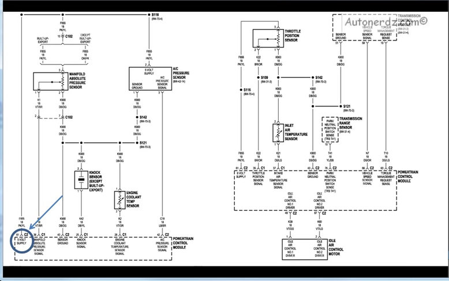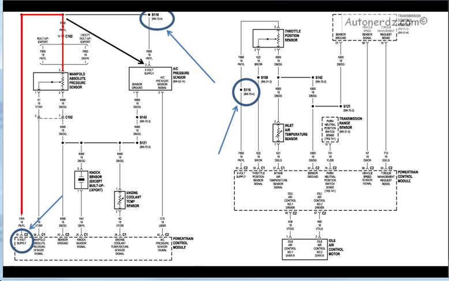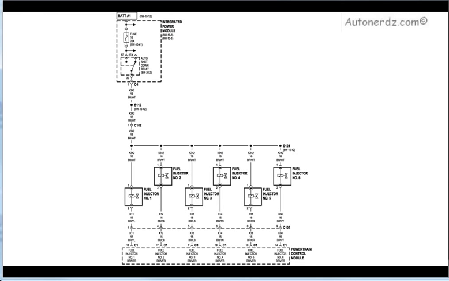Okay, so from the PCM, here's our 5 volt supply to our MAP sensor. Now through splice S116, we can see that same reference voltage is supplying the AC pressure sensor and our throttle position sensor. So they're all sharing that same 5 volt reference. But how could an injector pattern be showing up on those two sensors?